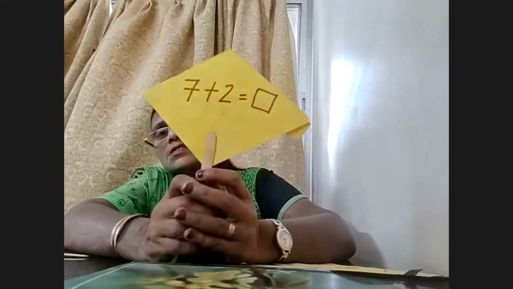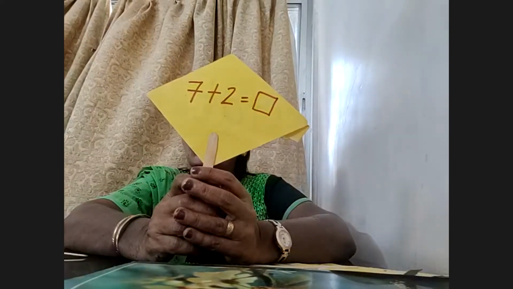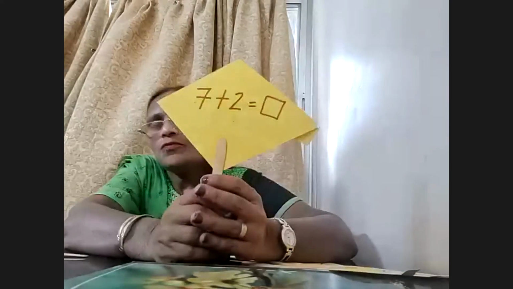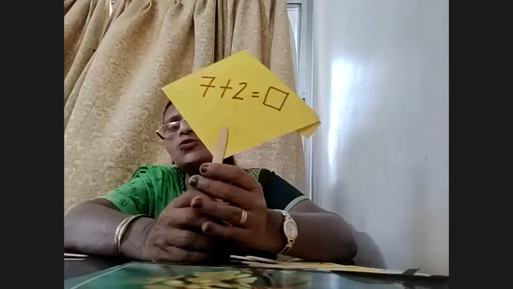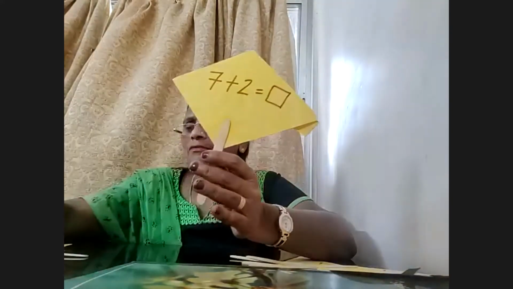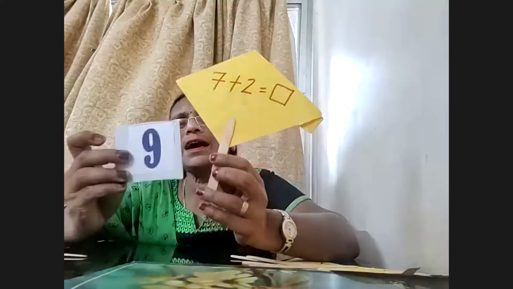Now, last sum. 7 plus 2 is equal to 9. 7 plus 2 is equal to 9. Very good. My answer is 9.